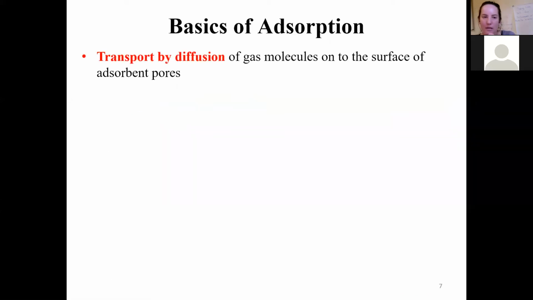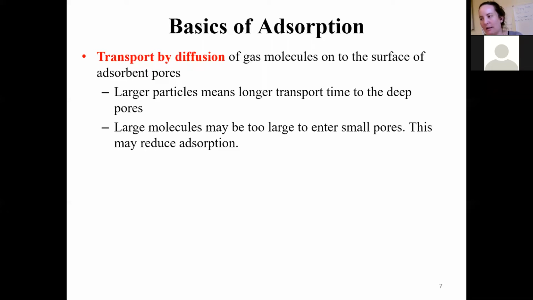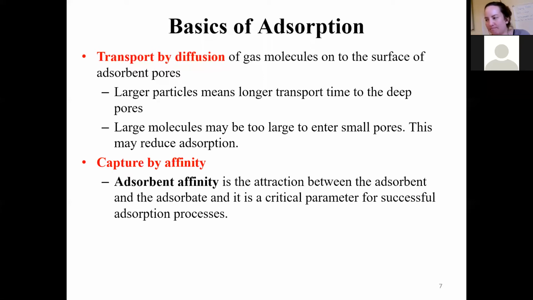So for adsorption, the basic steps is first, the gas molecule has to get transported so it reaches the surface of one of these materials, and it needs to find the surface. Larger particles require longer transport times before the gases have diffused into the pores, and for very large molecules, they might not be able to enter the pores. Then through affinity, the adsorbent binds the adsorbate. This is a really important parameter for the process.